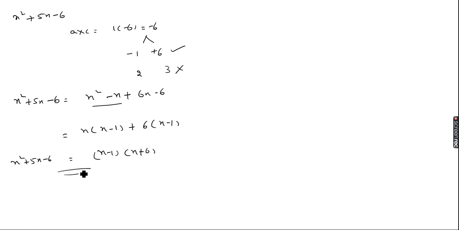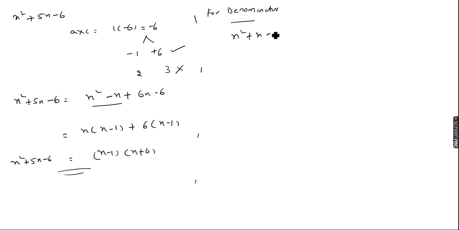And similarly, next one for the denominator. What is the denominator?